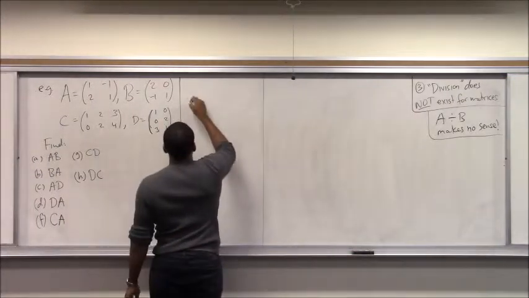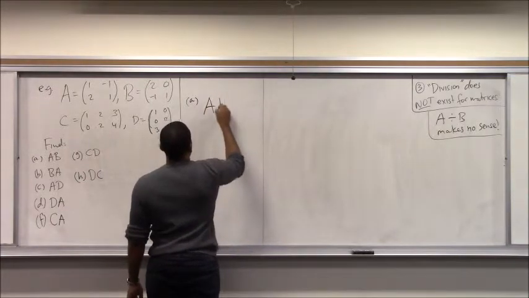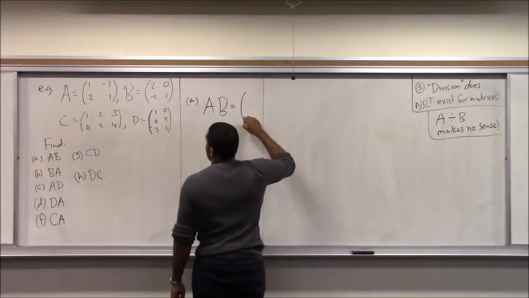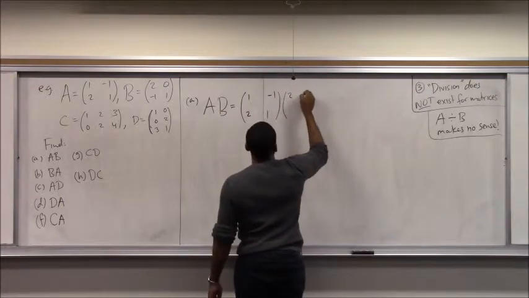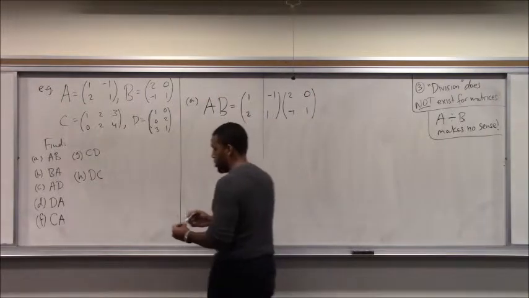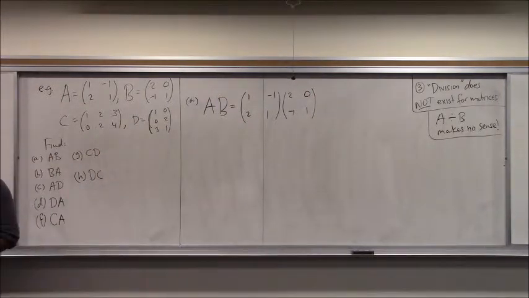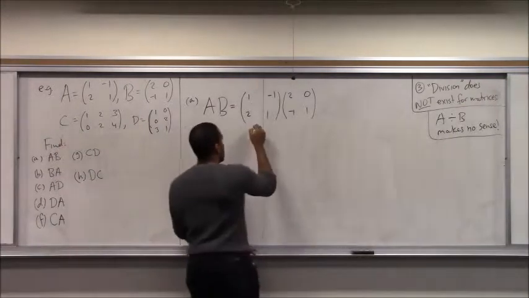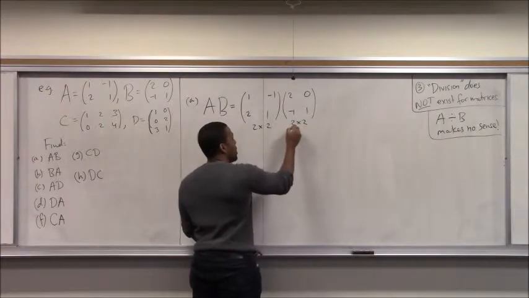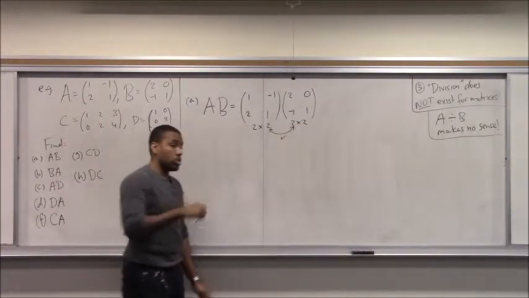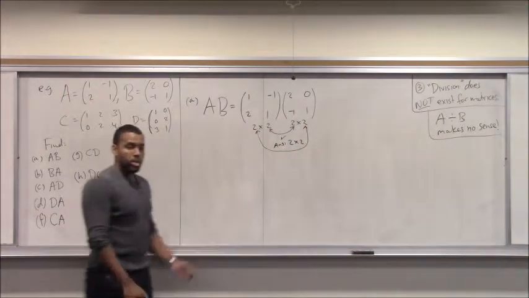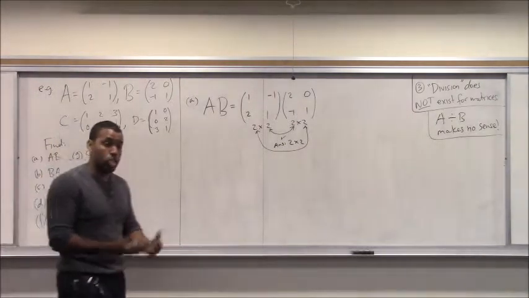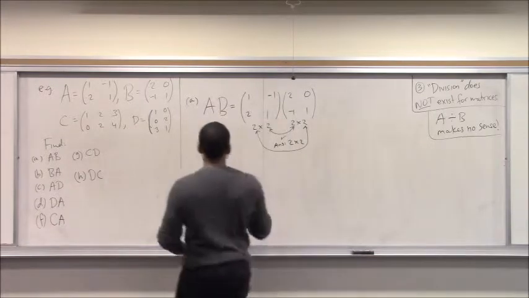Okay, so that being said, let's look at A times B. So that's 1, minus 1, 2, 1, times 2, 0, minus 1, 1. Now, first thing you want to think about, is this possible? Yes, it's possible. This is 2 by 2. This is also a 2 by 2. These are the same, so we can multiply. We also know that the answer should be a 2 by 2. I can multiply a 2 by 2 matrix by a 2 by 2 matrix and the answer should also be a 2 by 2 matrix. So we can know that ahead of time.